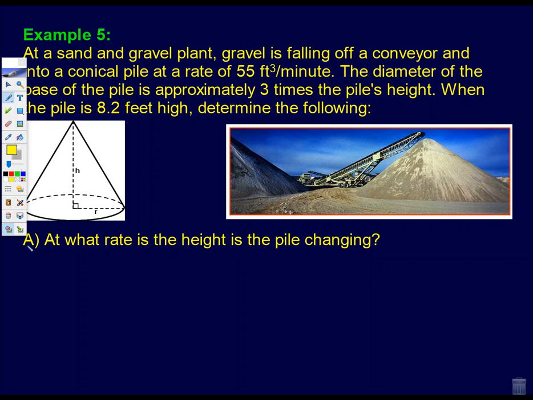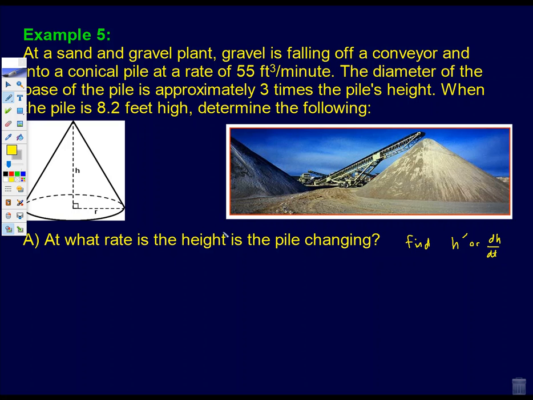And so our first question is, at what rate is the height of the pile changing? So this is an indication to find the height's derivative, or we sometimes write that as dh/dt, the derivative, or the rate of change of h with respect to time.